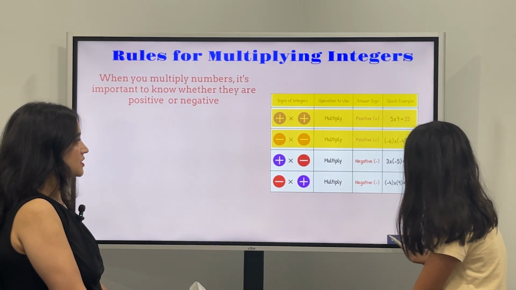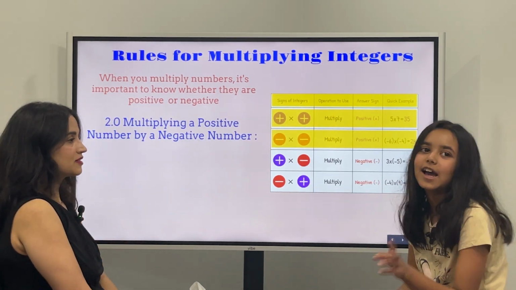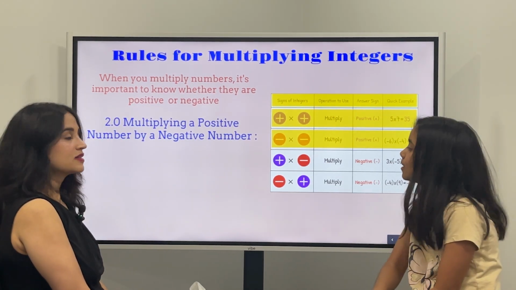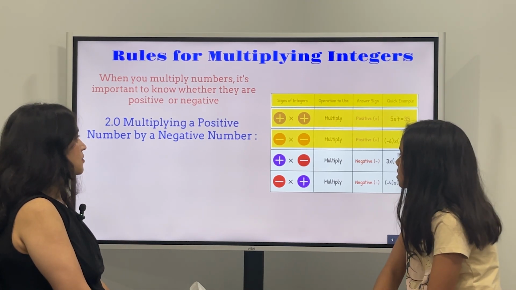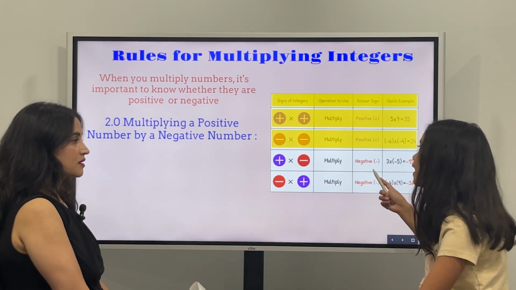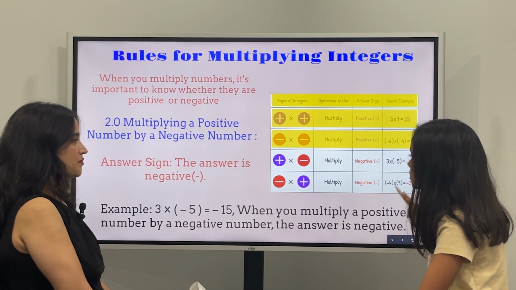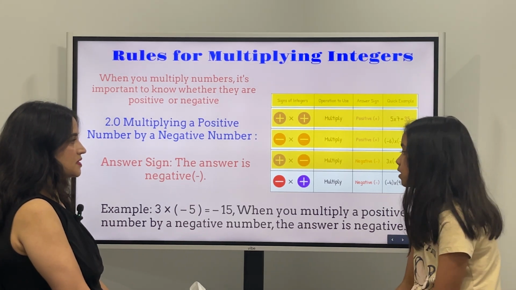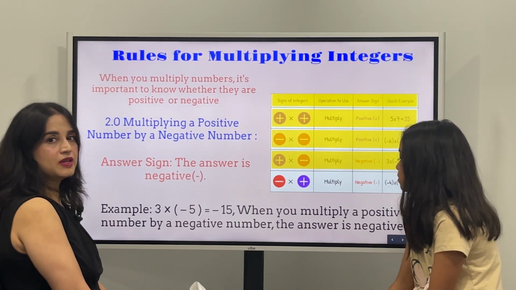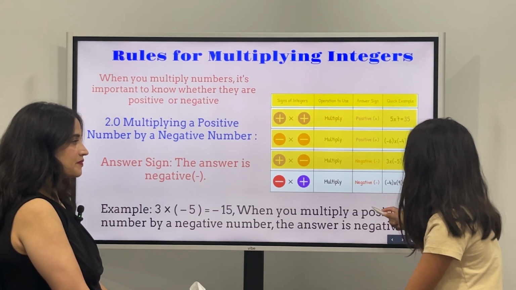So what is the next one? It's number 3. Multiplying a positive number by a negative number, I think that would be negative. Yeah, you're right. So positive 3 times negative 5 would be negative 15. And there you go.